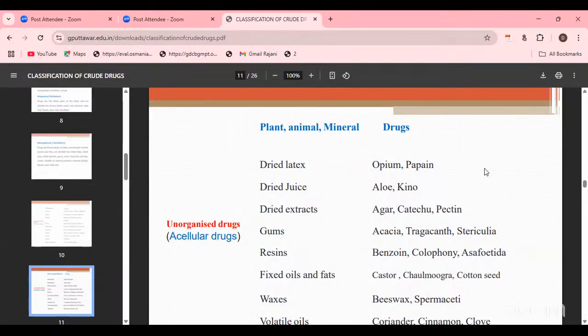Next, dried juices. Aloe vera is also a dried juice. Quinoa is also a dried juice. Dried extracts: agar is a dried extract. Catechu is a dried extract. And pectin is a dried extract.